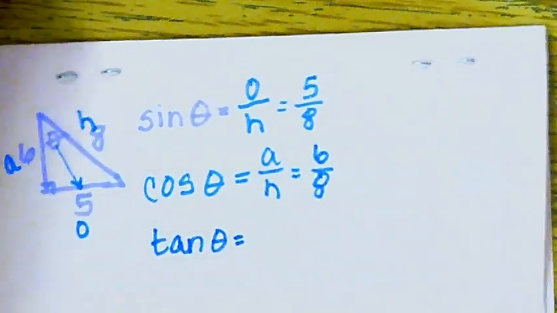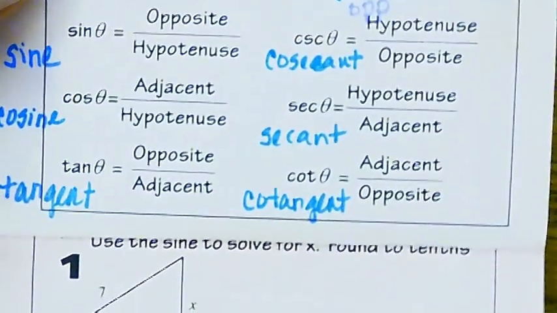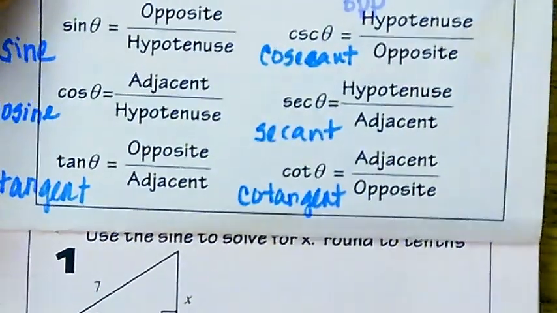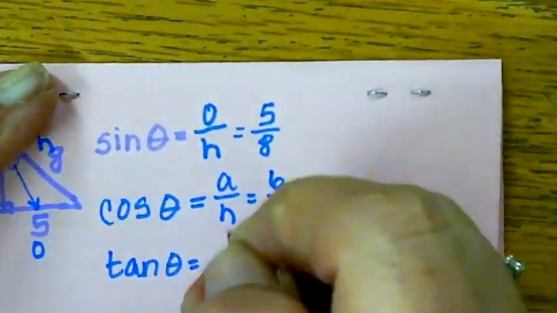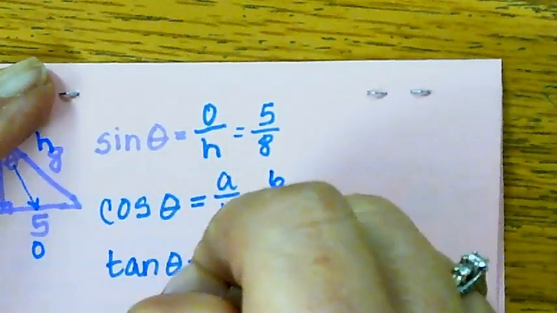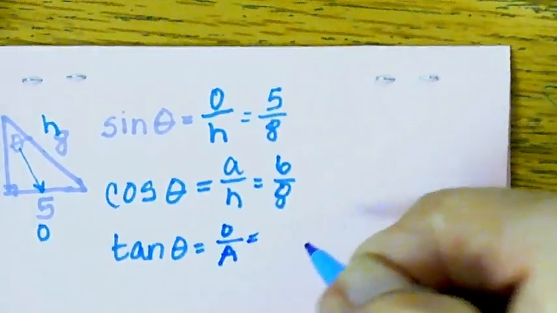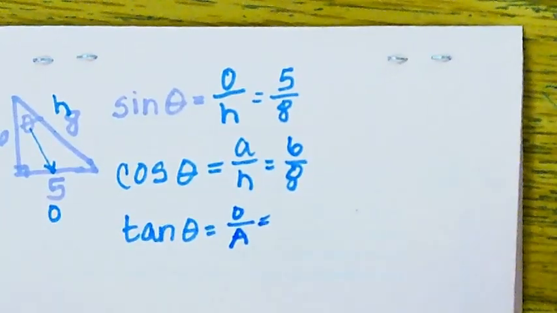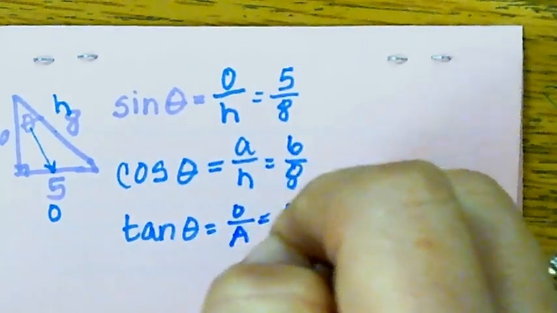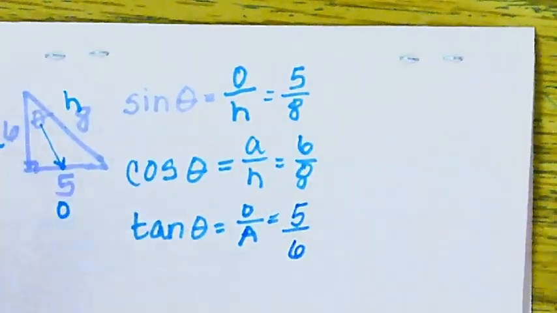And tangent is what? Opposite over adjacent. I'm going to use a capital N. So let's see. Opposite is 5 and 6. Now, the cosine one, we probably should reduce it. Okay. Any questions there?